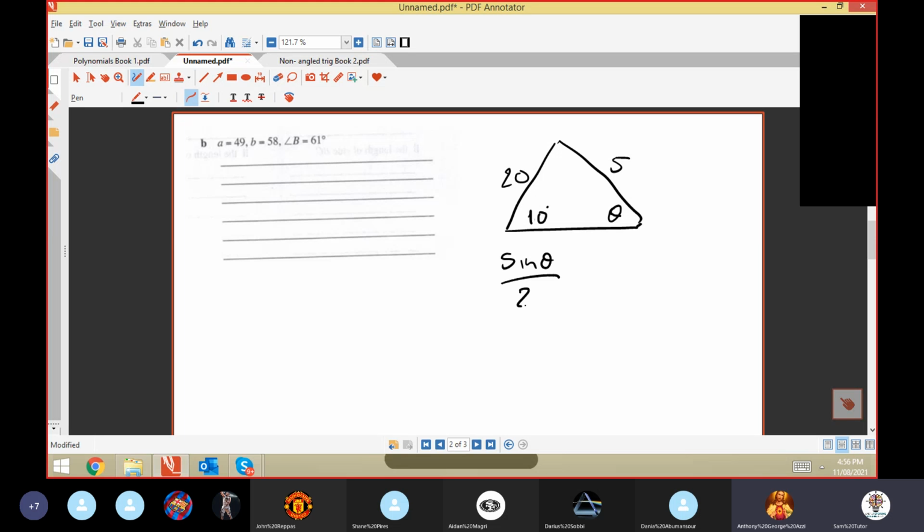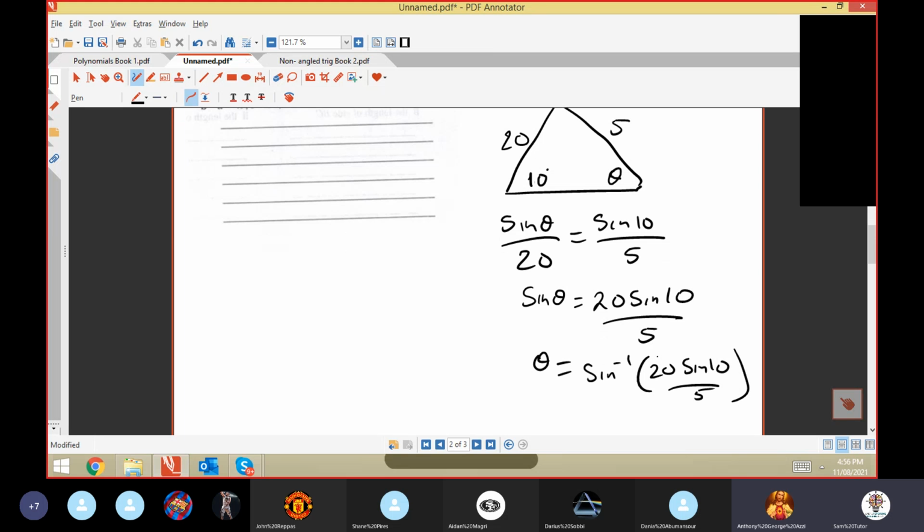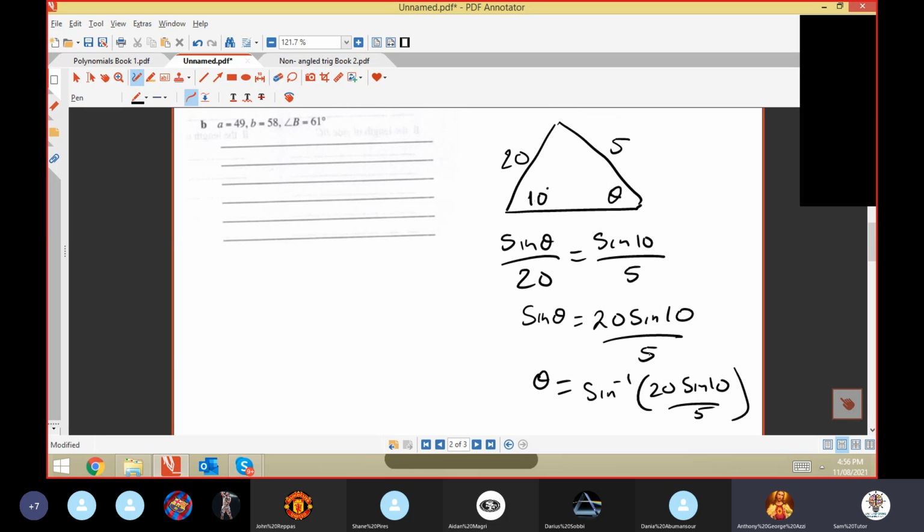Sine theta on 20 equals sine 10 on 5. Times it by 20. And then inverse sine. So theta equals inverse sine of all of this. Right? Any questions at this stage for that particular question? Can somebody tell me the answer? If there's no questions as well, just plug that into your calculator and tell me the answer you get.